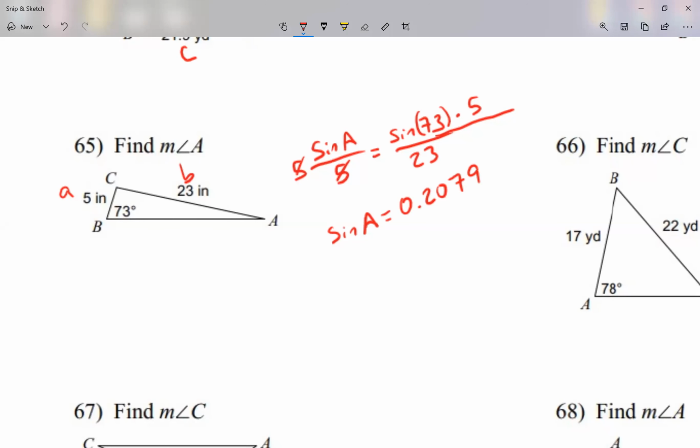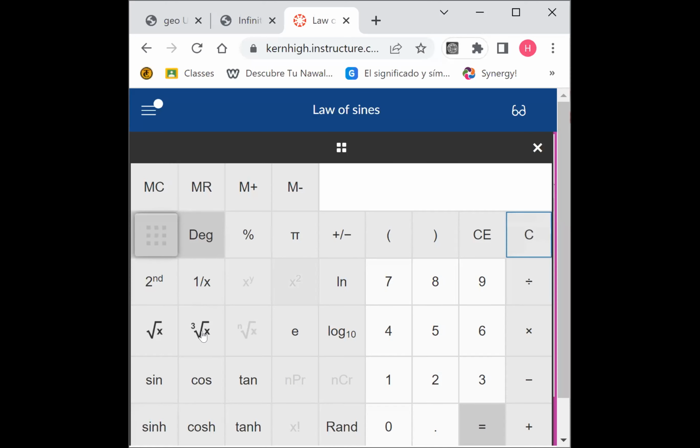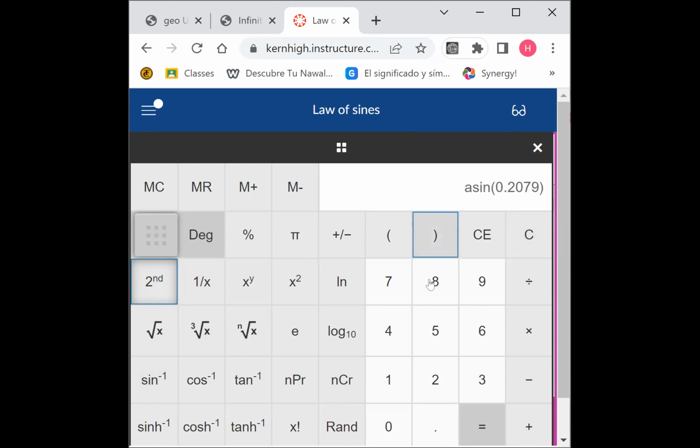So that means that A is sine inverse of 0.2079, so I have to go sine inverse of 0.2079, and this is equal to, let's see, 11.99, so that's 12.